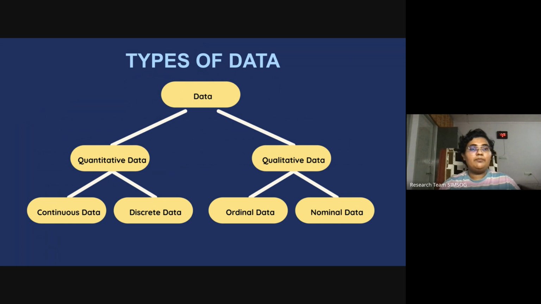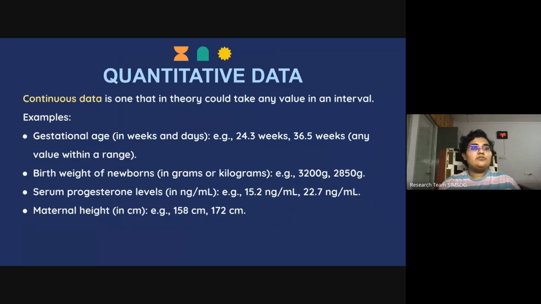So it is important that we understand that whatever set of data we get, what type of data it is, right? First let us talk about quantitative data, and in that let us talk about continuous data. Continuous data is data that in theory can take any value in any interval, right? For example, gestational age. First of all, it is numerical. It isn't just 24 weeks or 25 weeks. It can be 24.3 weeks, 36.5 weeks, any value within the range that we can take with gestational age. So it is a type of continuous data.